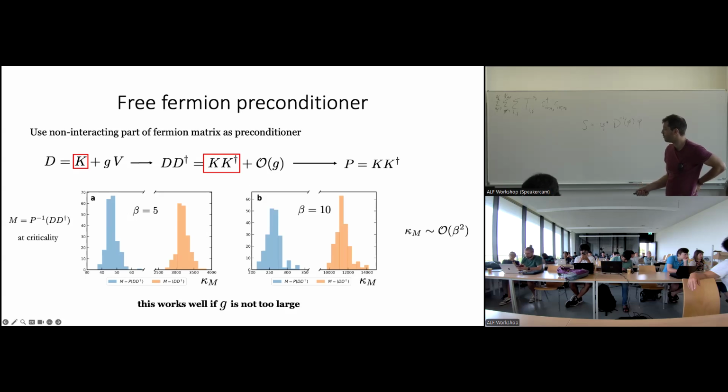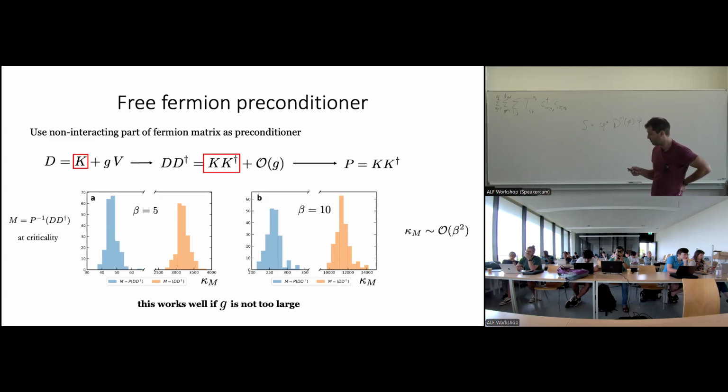So this works well when G is not too large. And what happens if you increase G? Here, these are for where G is like 1 over square root 2 or something, which ends up being 1/8 or something like that of the bandwidth. So it's not perturbative, but it's still not as large as maybe you want to increase it to. And also what matters is the effective G, the effective coupling between the fermions and the bosons, which depends a lot on the physics.